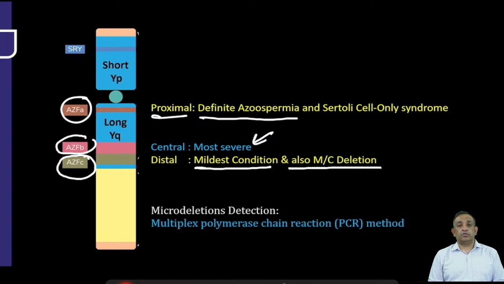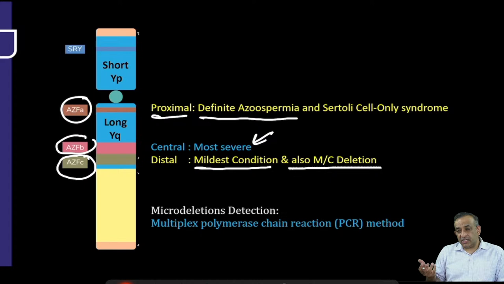So azoospermia factor deletions are micro deletions which can happen in the Y chromosome. You see, the Y chromosome is seen, but there are some microscopic deletions in this. And these micro deletions are azoospermia A, B, and C factors, and azoospermia C factor is the most common, and it is the mildest, all right?